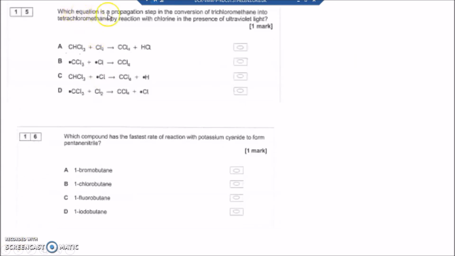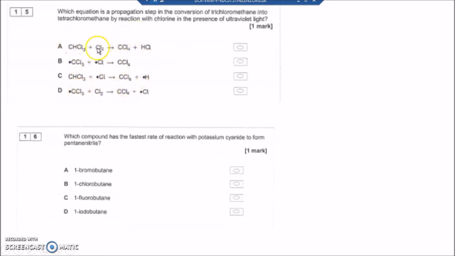Question 15 and 16. Which equation is a propagation step in the conversion of trichloromethane into tetrachloromethane by reaction with chlorine in the presence of ultraviolet light? So if you've got chlorine in the presence of ultraviolet light, you've got free radicals. You've got atoms or groups of atoms with a dot, an unpaired electron on there. So A is definitely not it, because that's not even a free radical reaction. So you're looking for reactions with dots in them, so it could be B, C or D, but it's definitely not A.